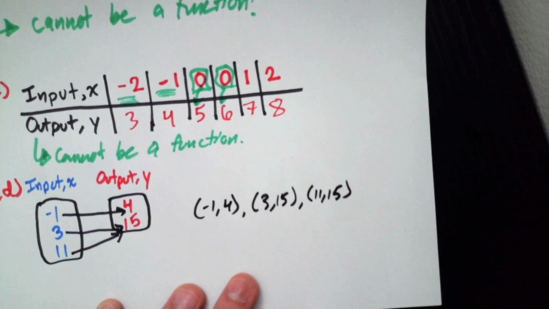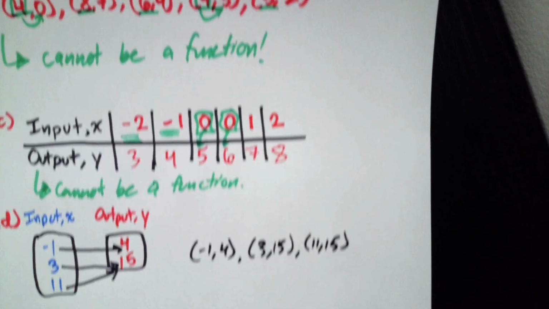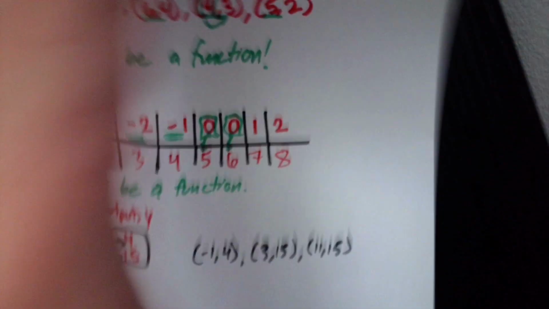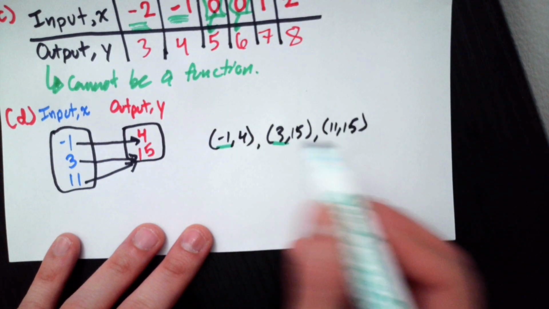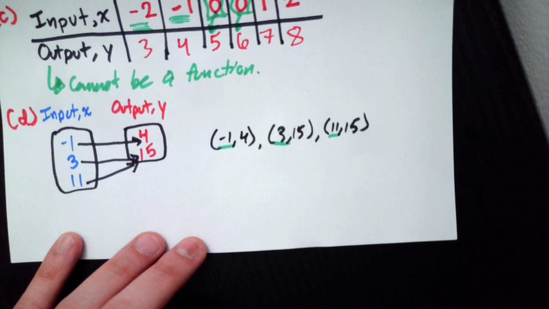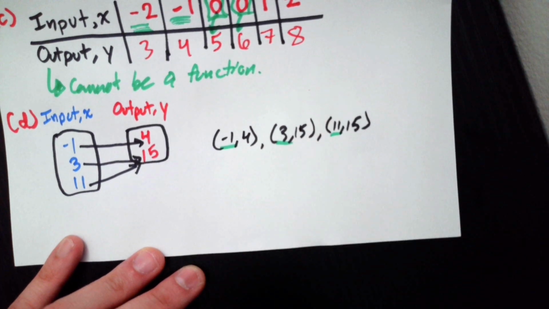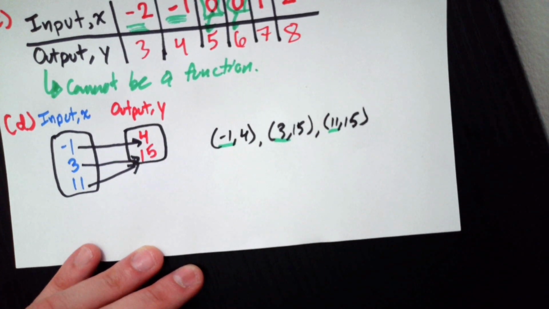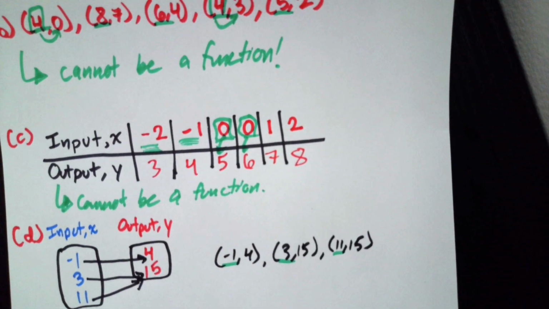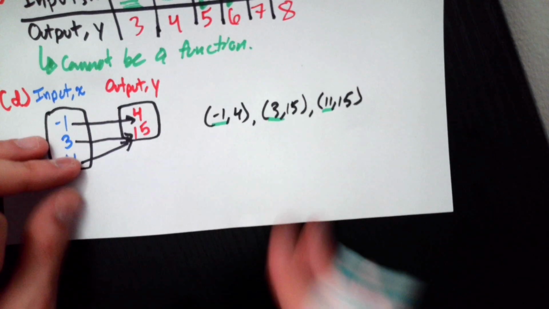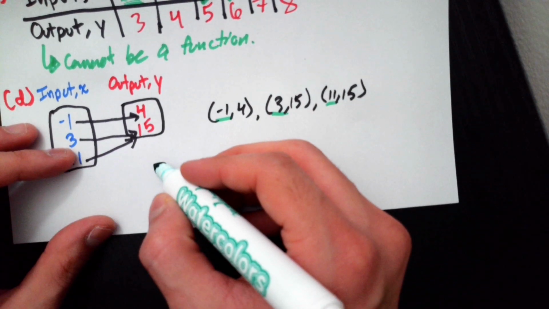So we can now check, okay, let's see if any inputs repeat. We have -1, 3, and 11. No inputs repeat, so we are good. Keep in mind, outputs can definitely repeat. Outputs repeating is not an issue. What we can't have is inputs repeating. That's when we have a relation that isn't a function. But for part D, we have that this is a function.